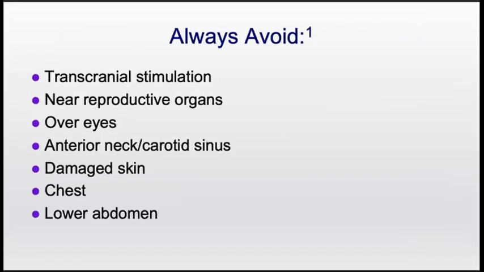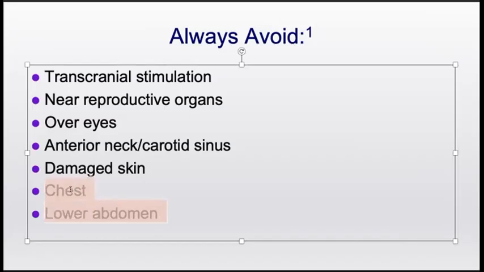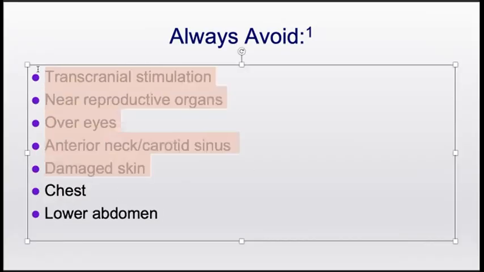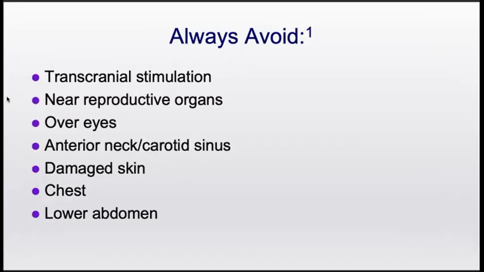These are some other areas that you need to avoid with electrical stimulation. So transcranial, so you don't want to do it across the brain for obvious reasons. You really shouldn't be using it over reproductive organs or over the eyes. I mean, a lot of these are relative contraindications, like the lower abdomen, the chest. You need to use your clinical judgment for those, but I would say the other ones are probably rather absolute contraindications.